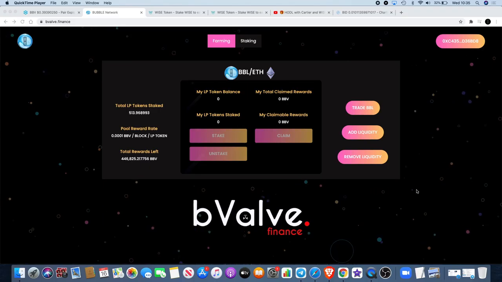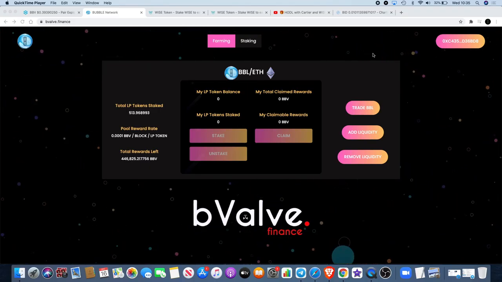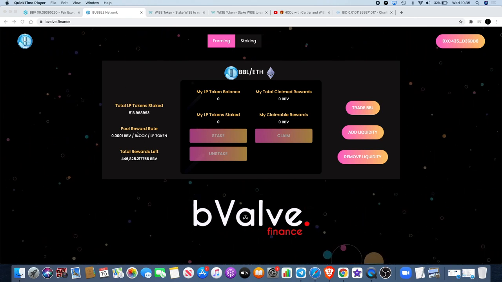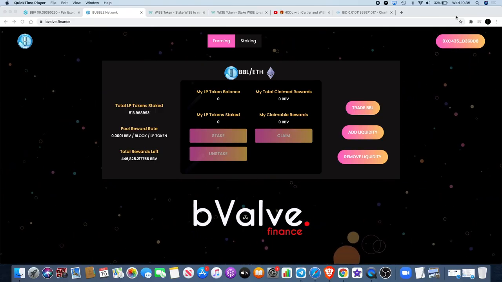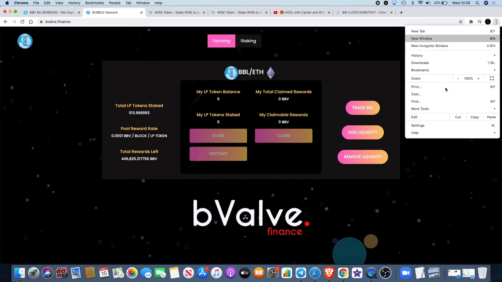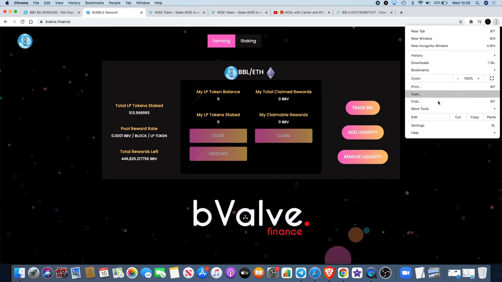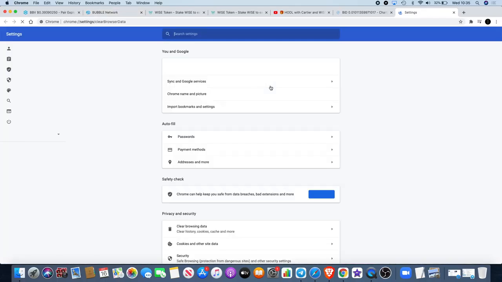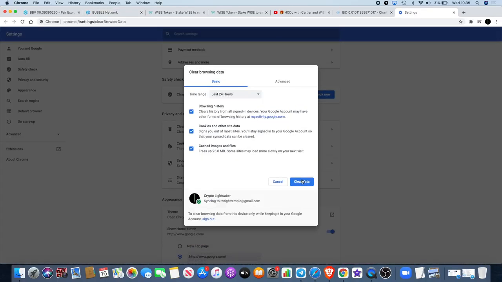Before we do that, this will need refreshing. If anyone is having trouble with the website or with anything to do with their staking rewards, or something that should be there is not showing, all you have to do is clear your cache. If you're using Google, click the three-dotted button over here, go to More tools, and clear your browsing data. Just clear it for the last 24 hours. You don't need to go all out. Then refresh it, and everything should kick back to normal.